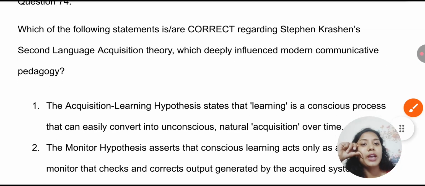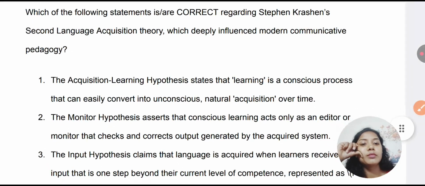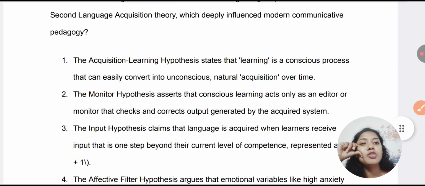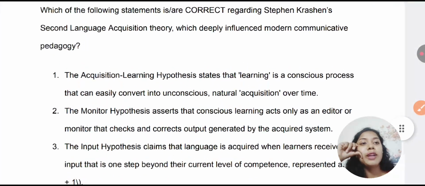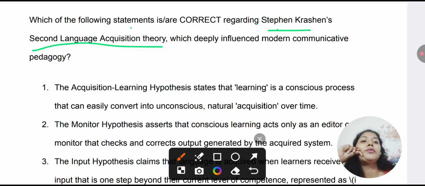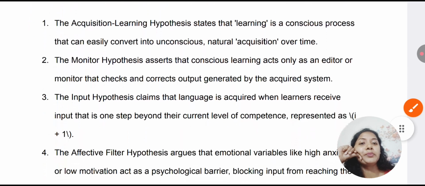Next question we have. Now the important questions are very much you must understand. You have to find the correct statement regarding Stephen Krashen's second language acquisition theory.